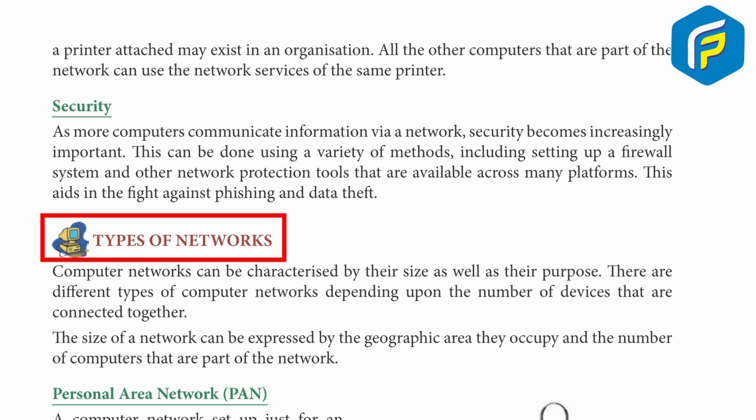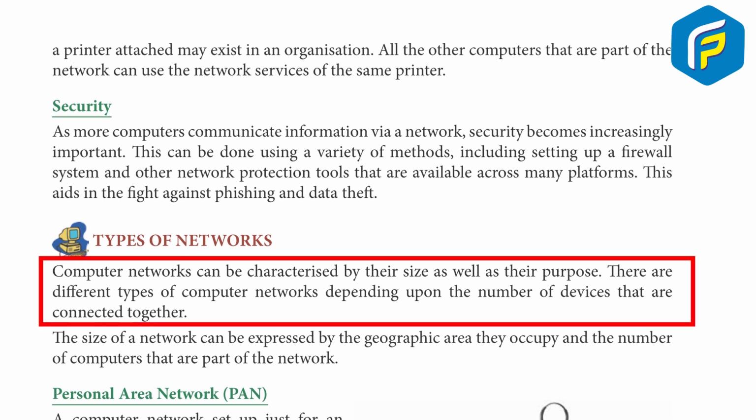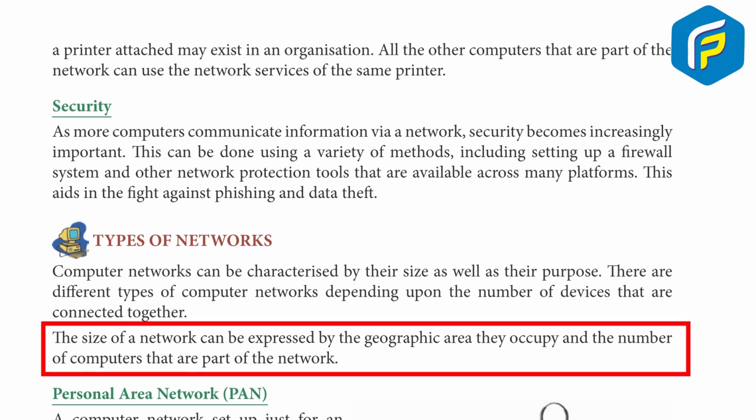Types of networks. Computer networks can be characterized by their size as well as their purpose. There are different types of computer networks depending upon the number of devices that are connected together. The size of a network can be expressed by the geographic area it occupies and the number of computers that are a part of the network.